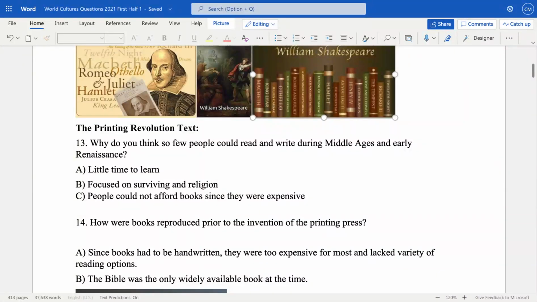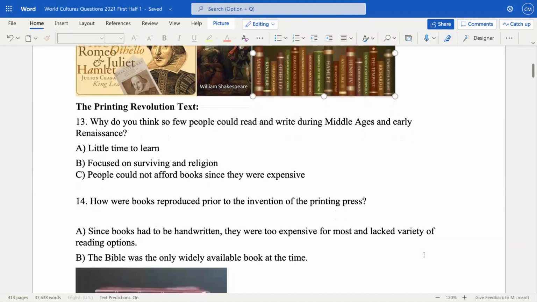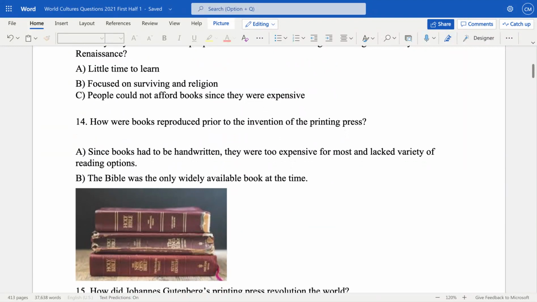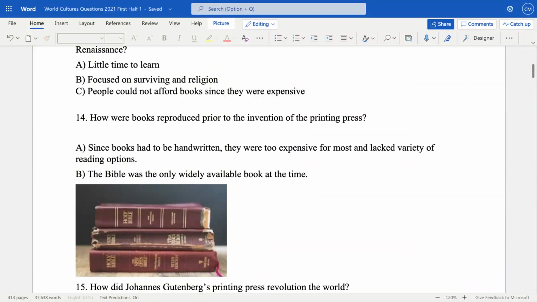And because they were handwritten, obviously it took a very long period of time to reproduce one book, and therefore very expensive. The Bible was the only widely available book at the time. Images there are some older Bibles.